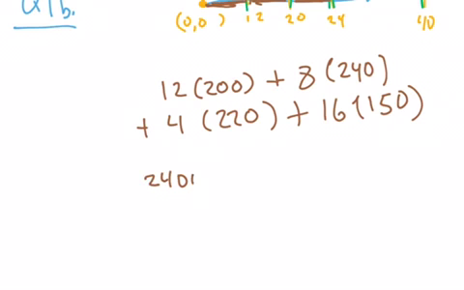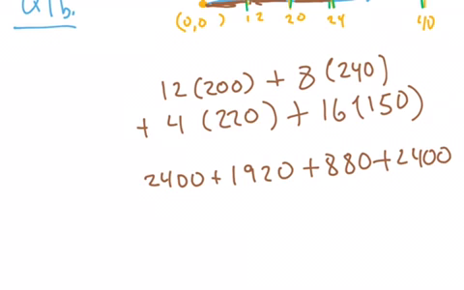And all I got to do now is add these up, and I win. So 12 times 200 is 2400, plus 8 times 240, which is 1920, plus 880, plus 16 times 150, which is 2400. So we add these up, and we end up getting 7600.